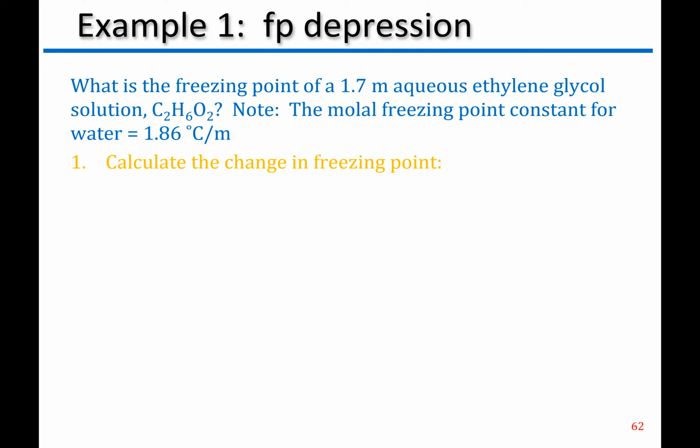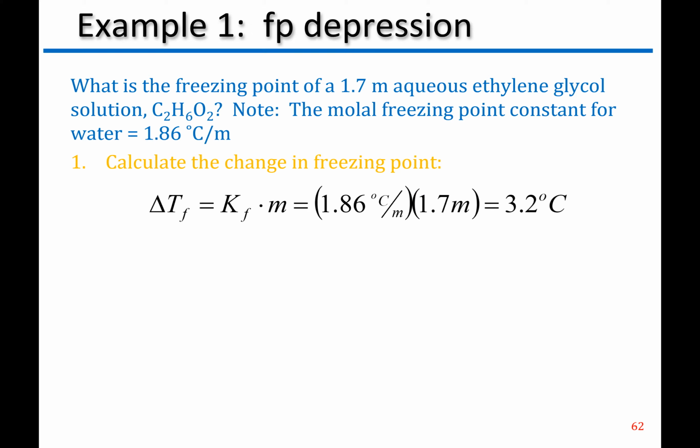So how do we do this? First thing we need to do, calculate the change in freezing point. We know our K value and we know our molality. They were nice enough to give us both of those. So all we have to do is plug them in. So 1.86 times 1.7 gives us a delta T of 3.2 degrees C. So now we know how much the temperature will change.